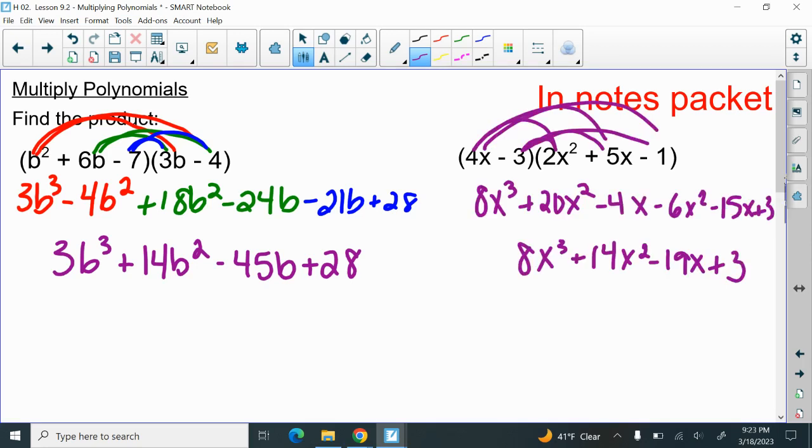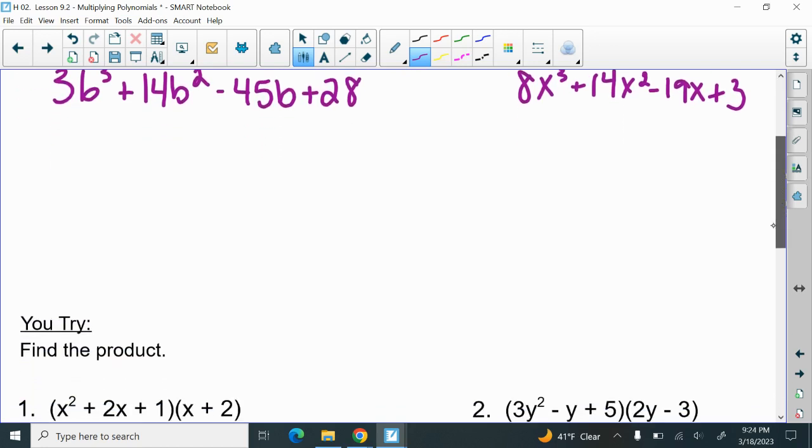There's your answer to this one here. The only difference here is that the binomial is first, but same concept. We're taking everything in that first polynomial and multiplying it to every term in that second polynomial.